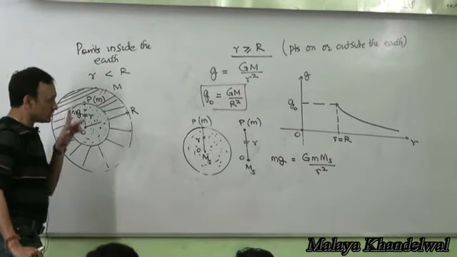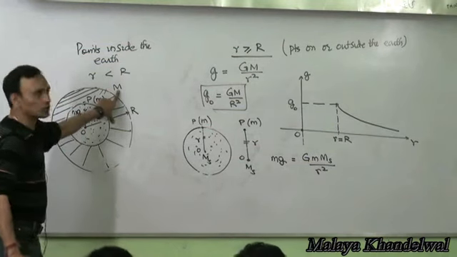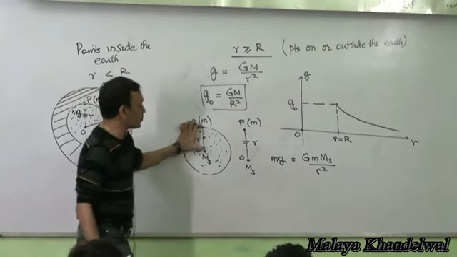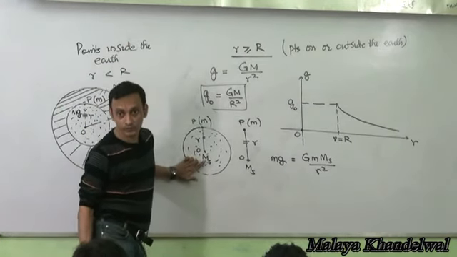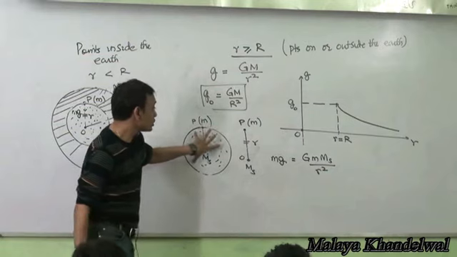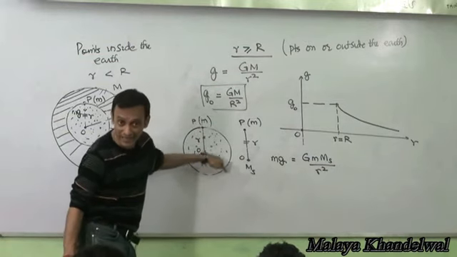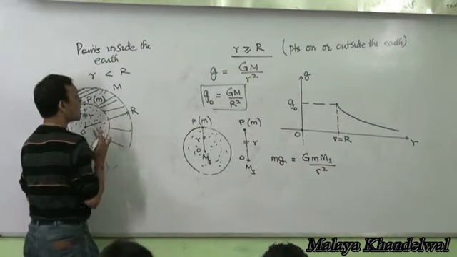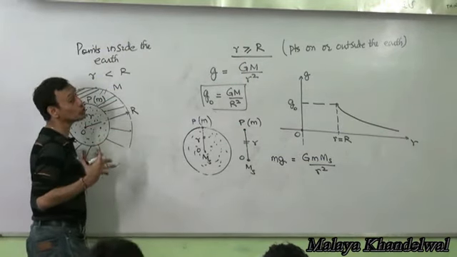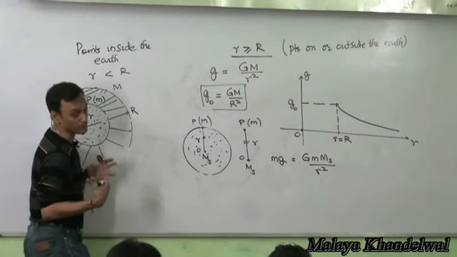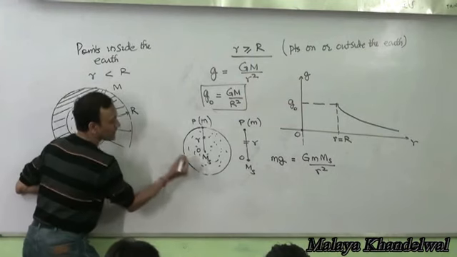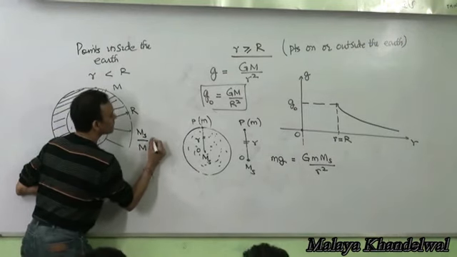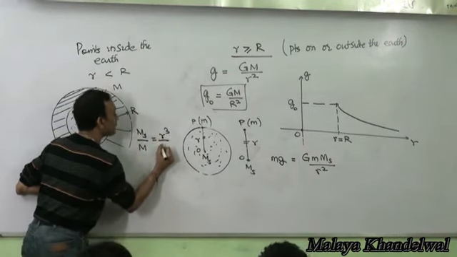Now, we know the total mass of the earth. We know the radius of the earth, and we know small r, but we don't know ms, the mass of the sphere on which small m lies. But it's easy to accommodate that, because the mass of a sphere is proportional to the cube of the radius. So can I not say that ms by capital M would be r cube by capital R cube?